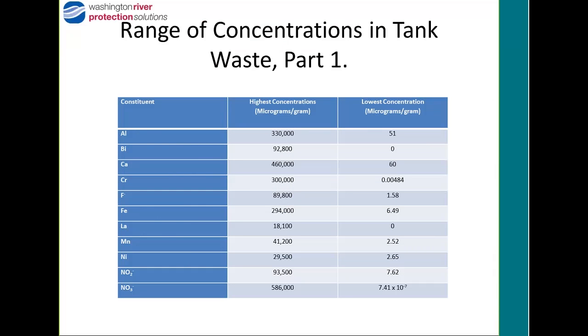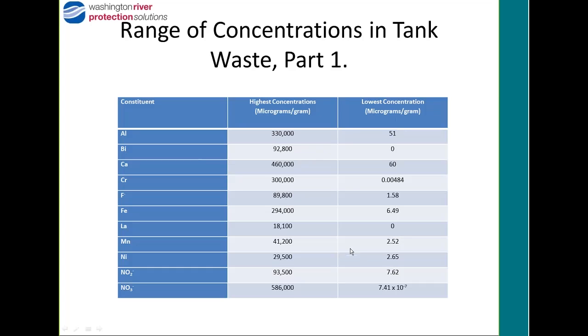So the range of concentration. These are some examples of some major constituents. I've given these concentrations in micrograms per gram. That means that a million is 100%. The lowest concentration of that element is over here. This is across our 177 tanks. You can see most of these constituents have 5 or 6 decimal places between the highest concentration we see in the waste and the lowest concentration.